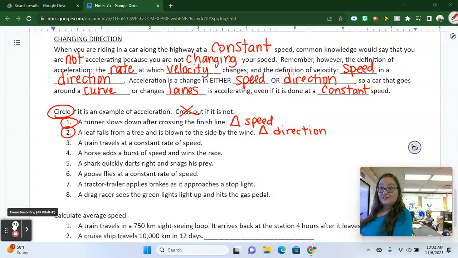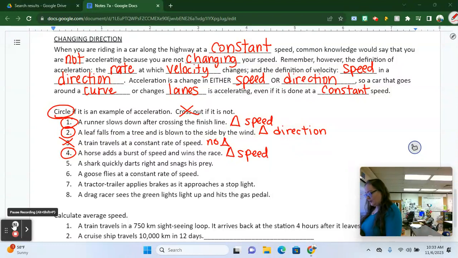A train travels at a constant rate of speed. Well, there's nothing there about anything changing. So that would be no change. That would not be acceleration. A horse adds a burst of speed to win the race. Definitely acceleration. That's a change in speed. What about a shark quickly darts right and snags his prey? Yep, he was traveling straight and then he jogged to the right. That is a change in direction. That is acceleration. A goose flies at a constant rate of speed. There's no change, so it is not acceleration.